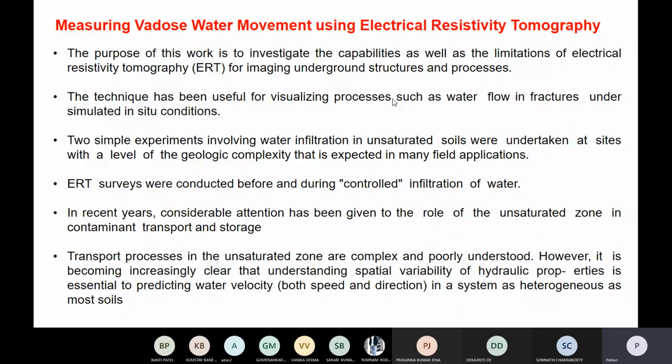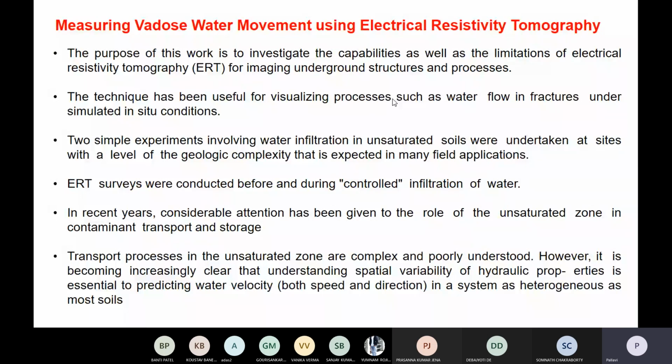For example, if there is a polluted area, what will be the movement of contamination in the subsurface, or how much time it will take to reach what depth? This is also under vadose zone movement. So there are lots of other uses for vadose water movement. For example, fractures are there. If you are doing investigation in South India, right?